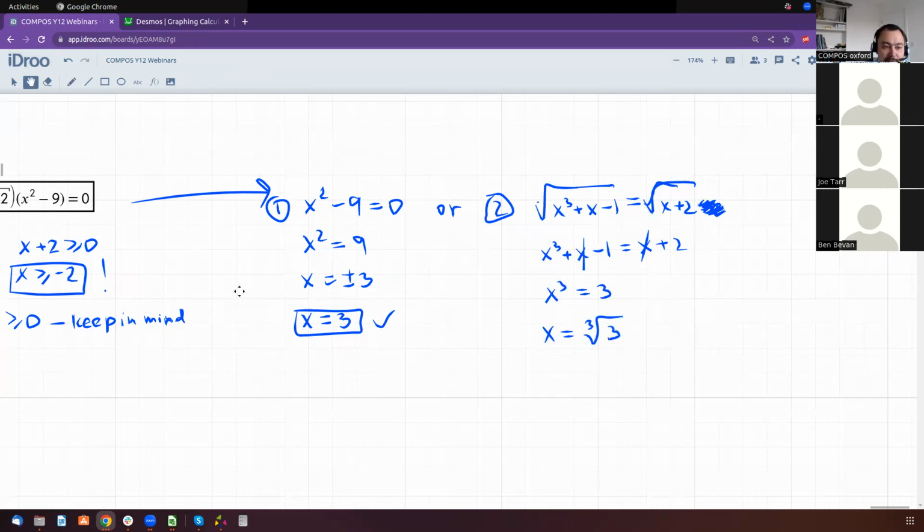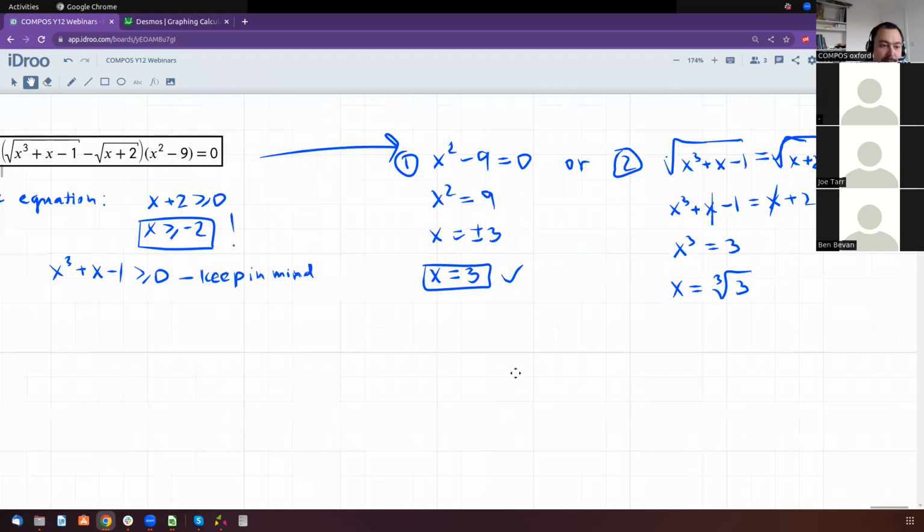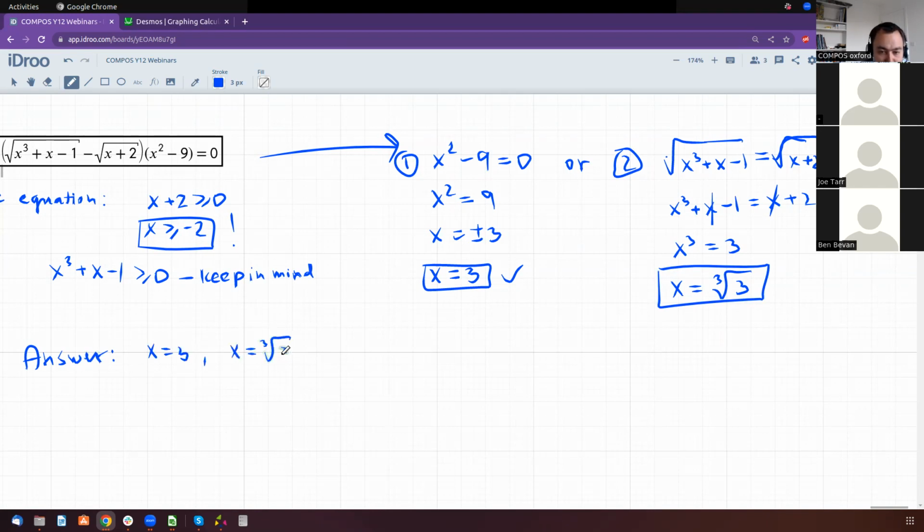Is it suitable? Well, it's definitely greater than minus 2. Is it suitable here? x cubed is 3, 3 plus cube root of 3 minus 1, so that's more than 0. So that is a solution as well. So these are two solutions. So the answer is x equals 3, x equals cube root of 3. And it would be good to say x1 and x2.